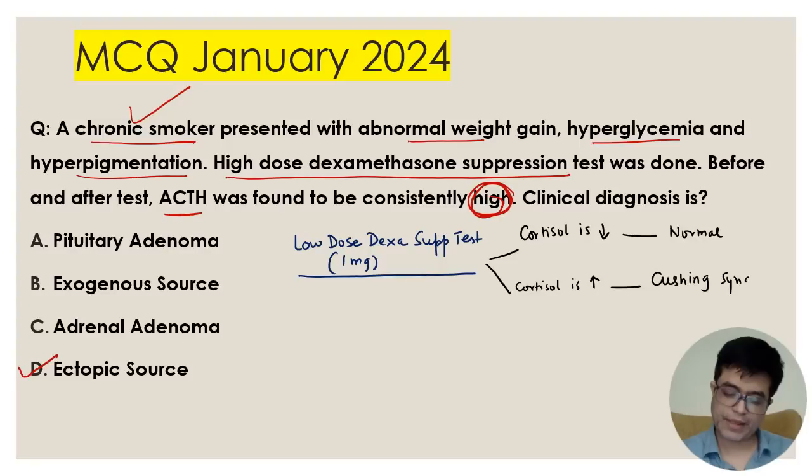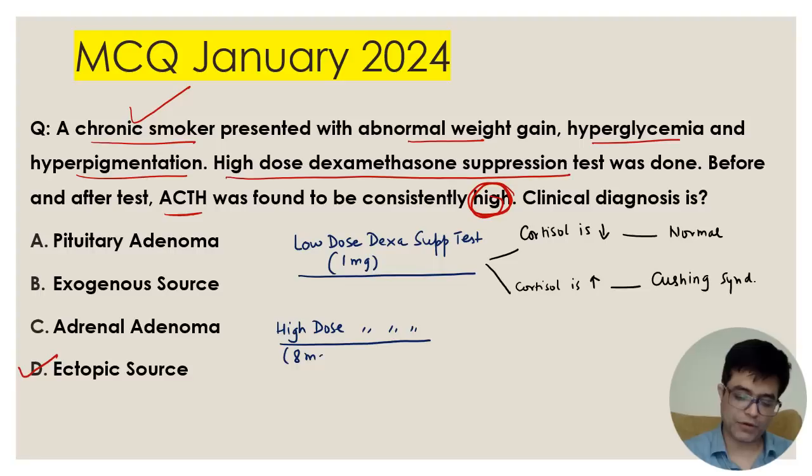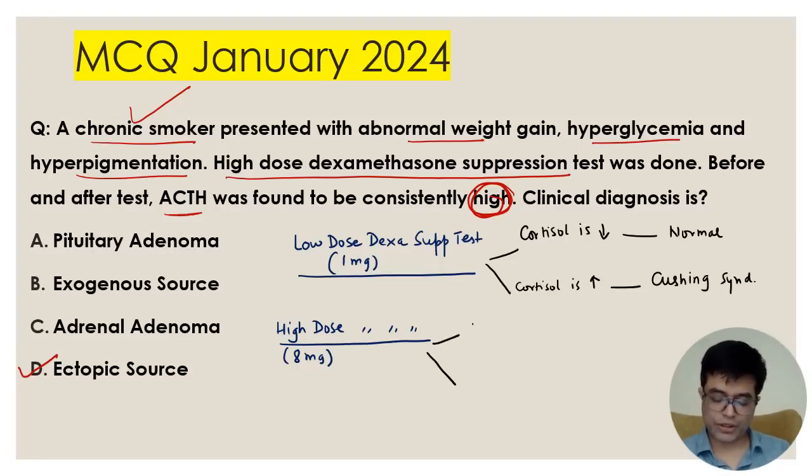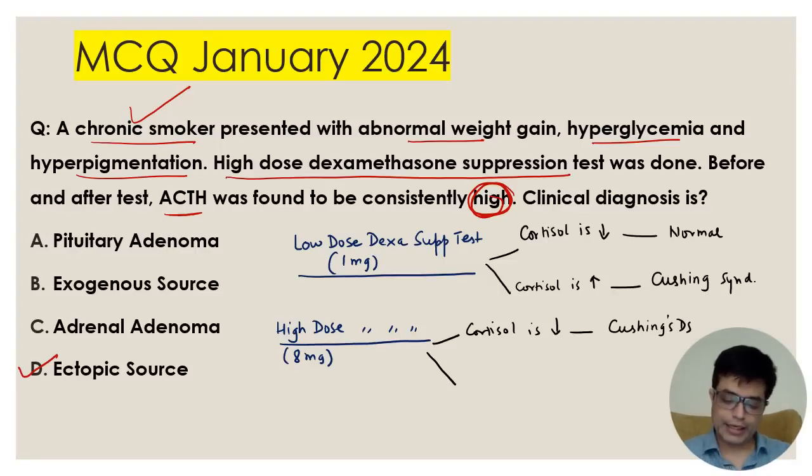Okay. Then for identifying the cause, you do the high dose dexamethasone suppression test. And what is the high dose that we use here? We use 8 milligram of dexamethasone. Now again, there are two possibilities. Either cortisol is suppressed, cortisol is decreased. That will indicate Cushing disease in the patient. Cushing disease indicates there is a tumor in the brain which is producing it.